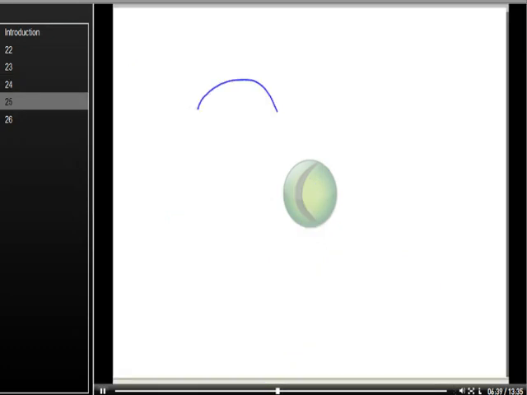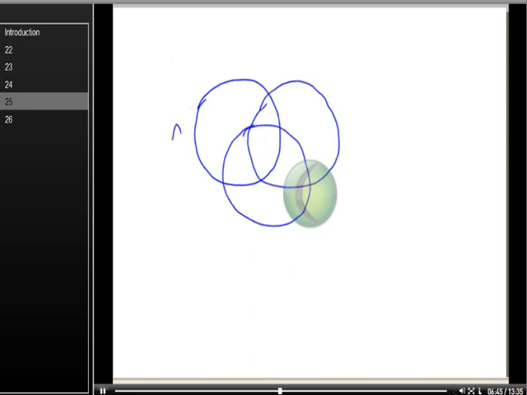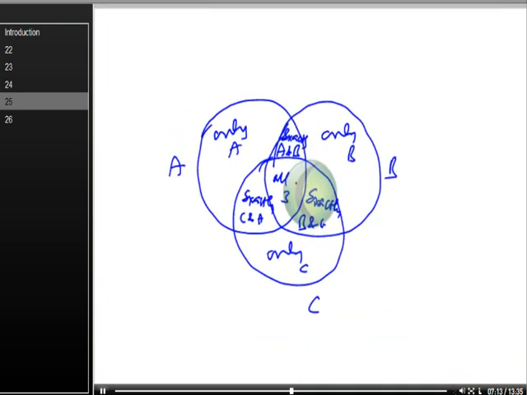Now we look into three variables. Let us take them as A, B and C. This place is only A, this is only B, this is only C. We have exactly A and B, exactly B and C, exactly C and A. You have all three. So you'll find there are 7 places. If you fill up these places, you can answer any kind of question. Let us take an example.